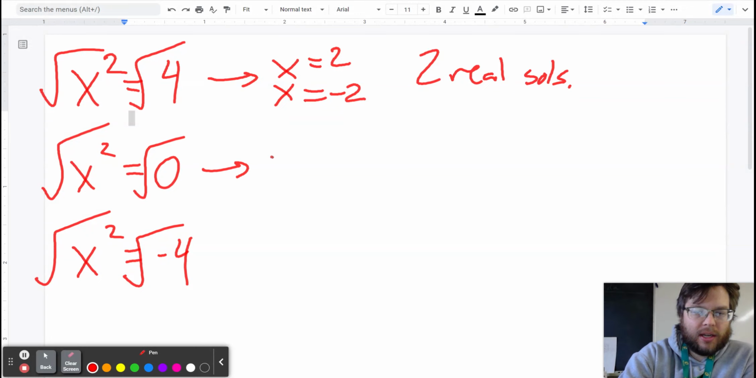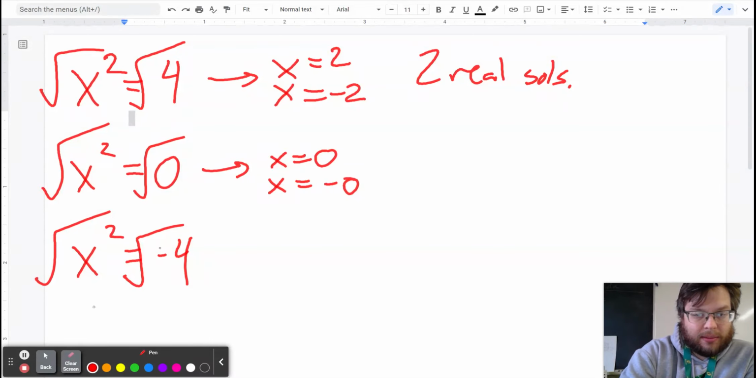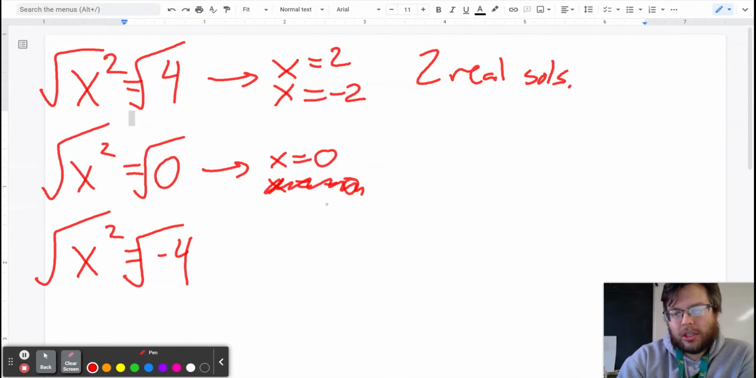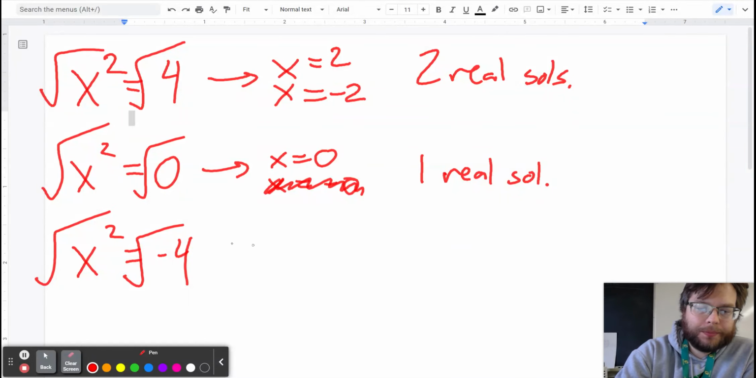In the second one, I get x equals 0, because 0 times itself is 0. I could write down x equals negative 0, but that's redundant. That's the same number as what I just wrote down, so we really just say there's one solution. Sometimes people will say it's a repeated root, and I'll get back to what that means in a second, but for right now, I hope we agree there's just one number that solves it, just one real number.